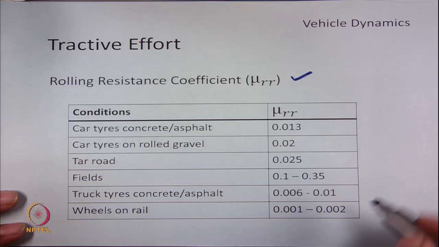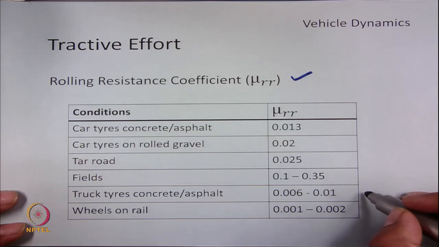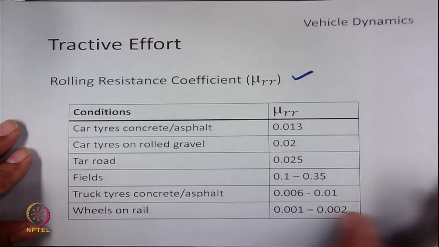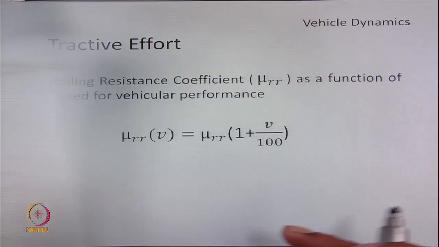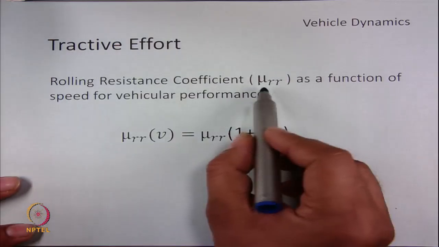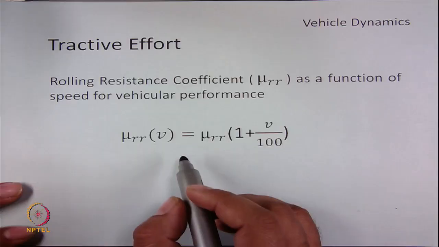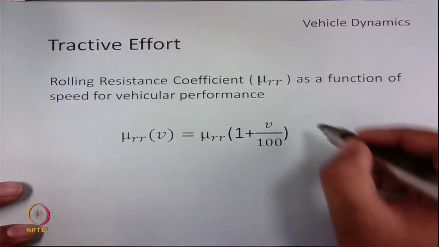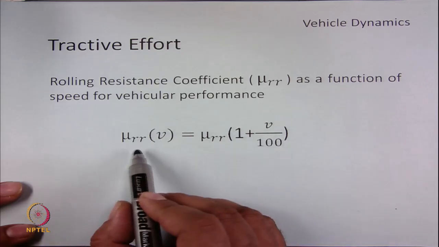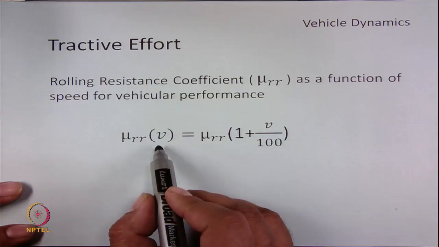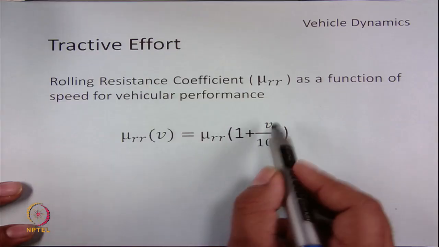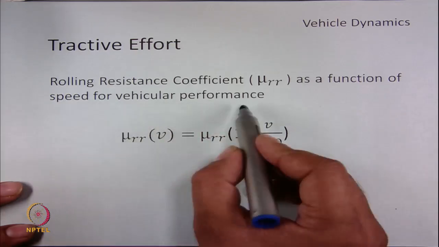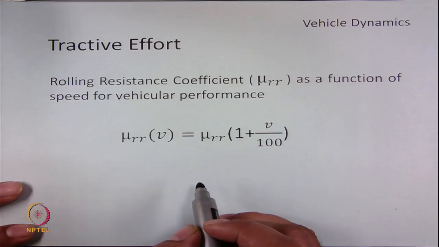Similarly, truck tires generally are designed such that they have a lower mu_RR if they are moving on a concrete or asphalt road. Typically, mu_RR is independent of speed, but it has a very weak relation to vehicle speed, which can be equated as a function of velocity. Mu_RR at a known velocity is mu_RR times 1 plus velocity by 100. This empirical formula can be used for simple vehicle performance calculations.